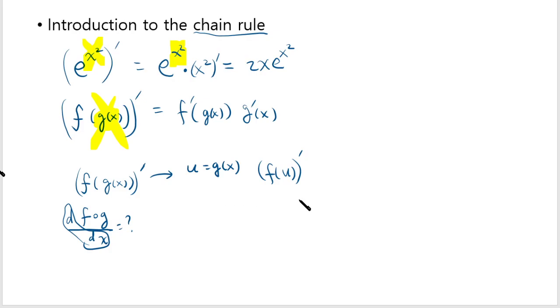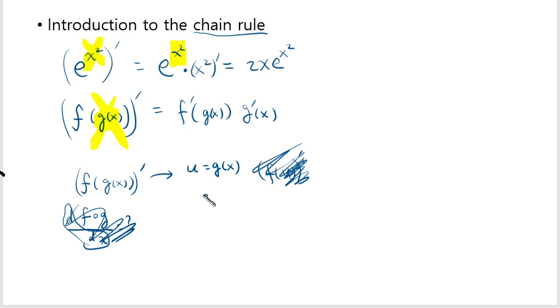Okay? So that's why we would like to use a Leibniz notation. Leibniz notation is very good because it explicitly says with respect to what you're trying to differentiate. So here's what we want to do.